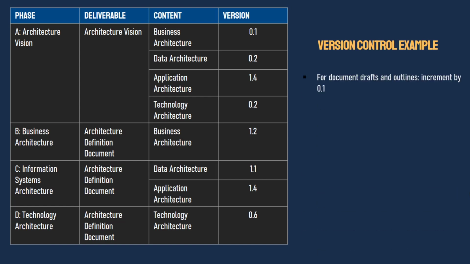For documents in draft and outline, we are only going to increment by 0.1. So you might be at version 0.2 and 0.3 and 0.4. When you have formally reviewed and approved a set of documents, we are going to increment by a whole number. So version 0.4 could quickly become version 1.0. As we get an additional approval and an additional formal review, we are going to again increment by a whole number, or if we are still in a draft, increment by only 0.1.